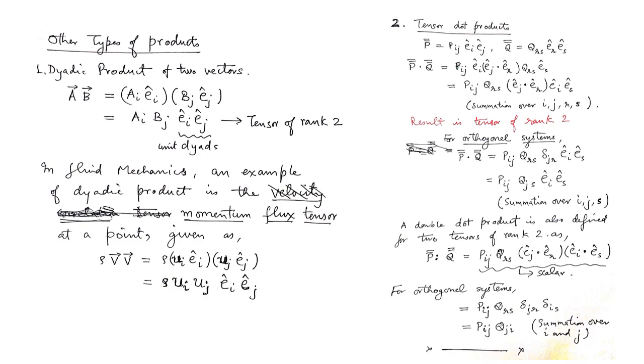Notice again that since I have used i and j in representing the P tensor, I am using different indices r and s for Q. Now the dot product is simply written as P tensor dot Q tensor. This is equal to Pij Ei Ej, and on the other side I write Qrs Er Es. The unit vectors involved in the dot product from the P side and from the Q side are the ones which are immediately adjoining the dot operator.